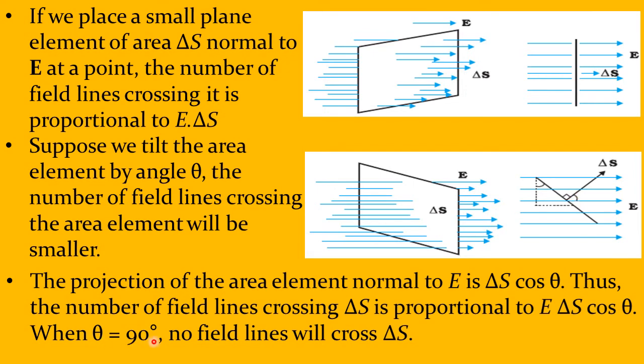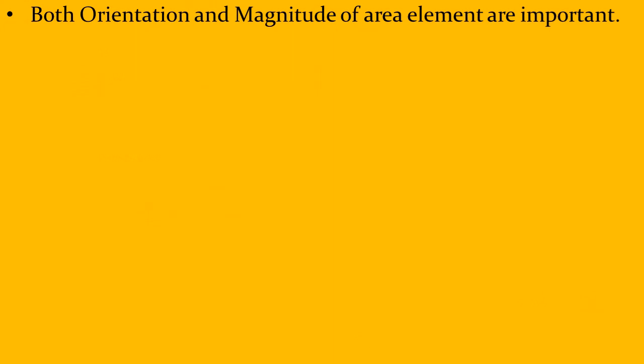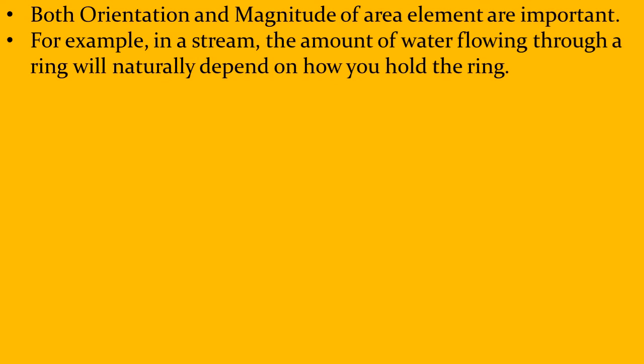When theta is 90 degrees, cos 90 is what? 0. So if I have this area element along the electric field, in that case, what will happen? No field lines will cross this area. The orientation and magnitude of the area are both important to us. More the area, more the field lines passing, and less the area, fewer field lines. At the same time, if the area is perpendicular to the electric field, maximum field lines. If it is parallel to the electric field, no field lines will pass through it.